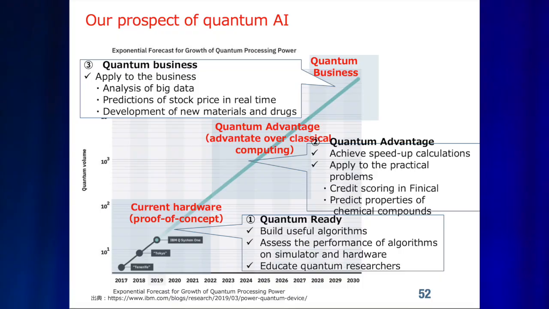So again, with the exponential growth of IBM Q, we hope to be able to apply useful AI and chemical engineering algorithms in 10 years or so.